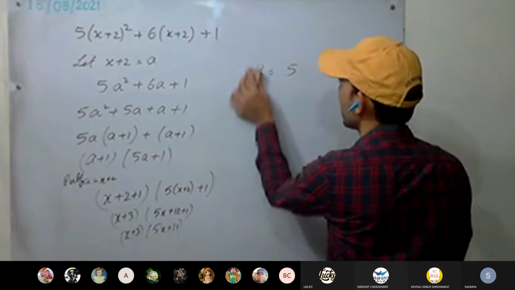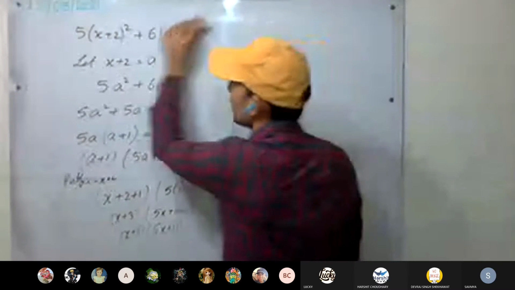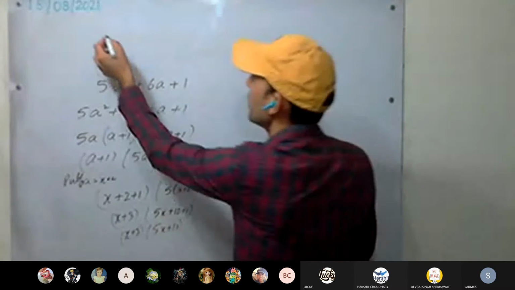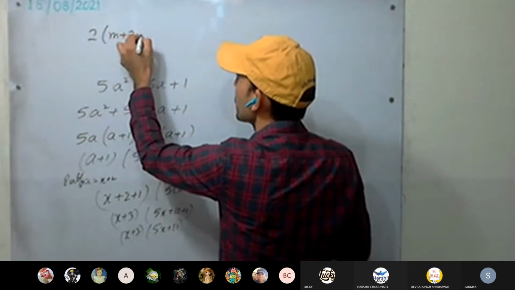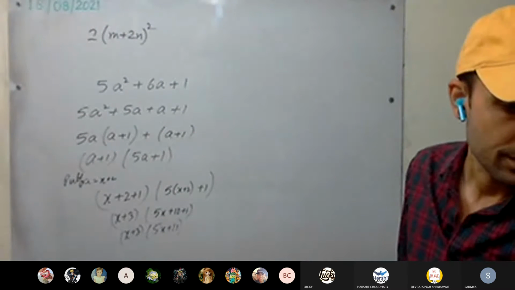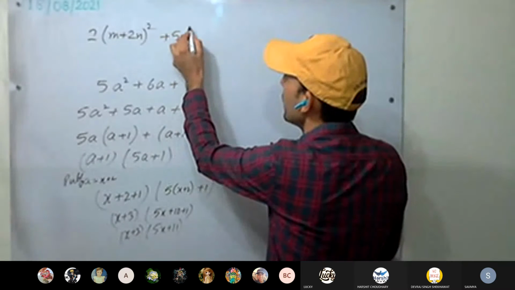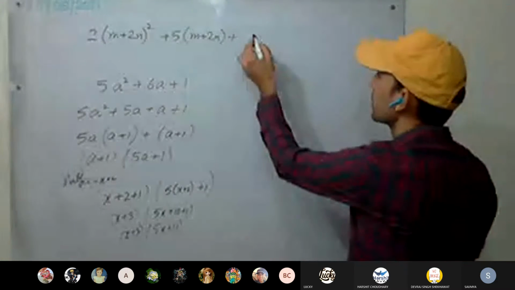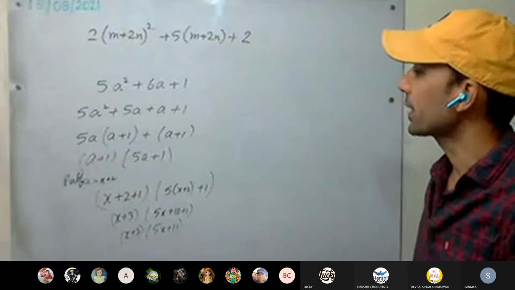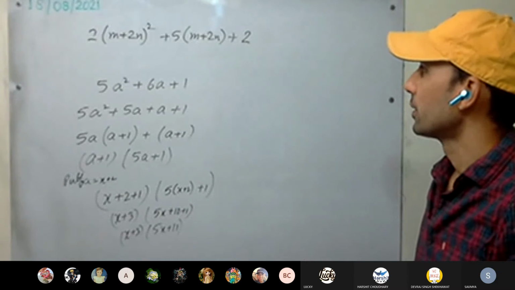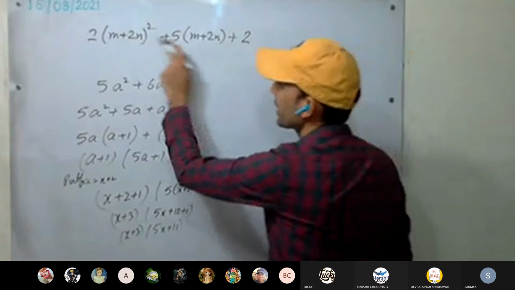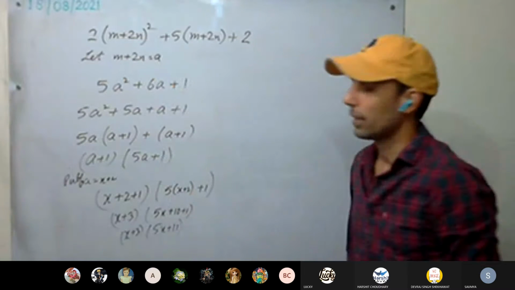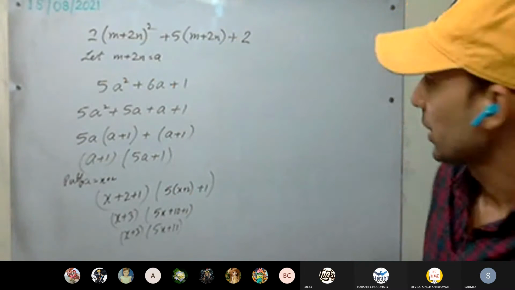Next one we do and you are over. Our chapter will be over, so let's complete that one as well. The equation is 2 into m plus 2n the whole square plus 5 into m plus 2n plus 2. Is this clear? So m plus 2n, we can take it as a. Now solve, everyone.